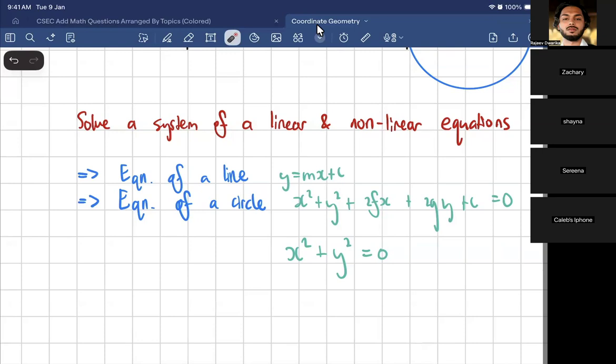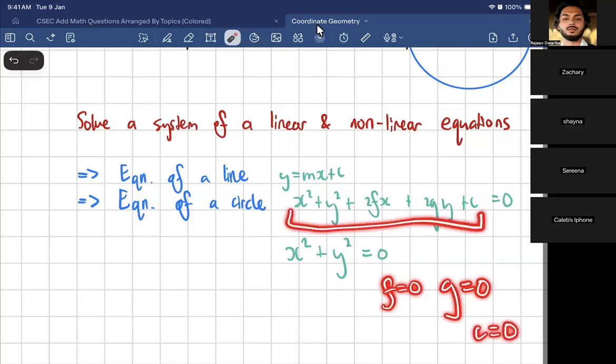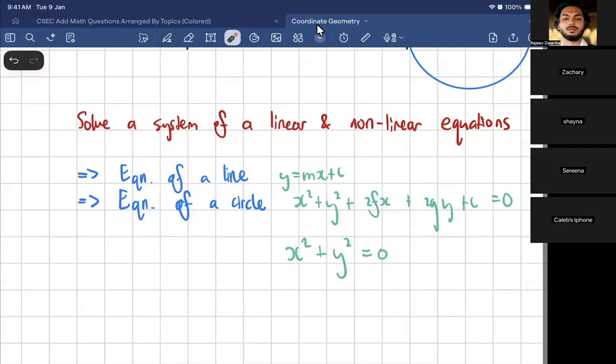You're probably wondering, but sir, how? What if I told you that F and G were both equal to 0, and I told you that C was equal to 0, what would this equation turn into? Tell me, Caleb. X squared plus y squared equals 0. Exactly, because anything times 0 is 0, so that whole thing disappears, and C disappears. So really, this is actually a circle. If you see x squared plus y squared, it is just known as a circle, don't get tied up.